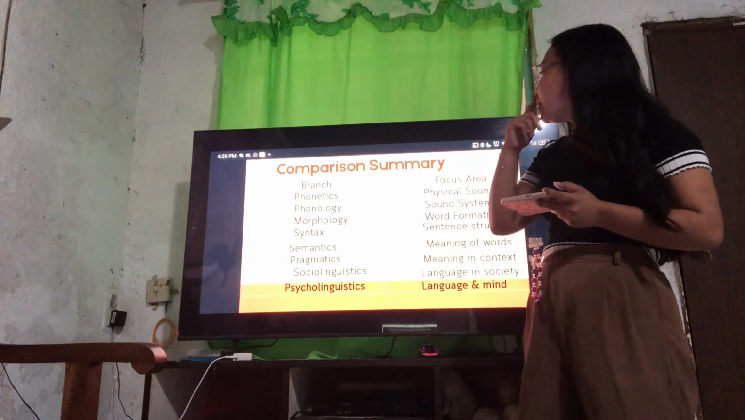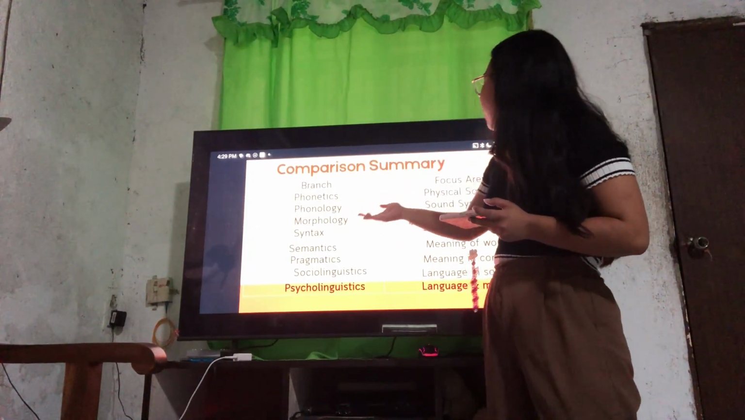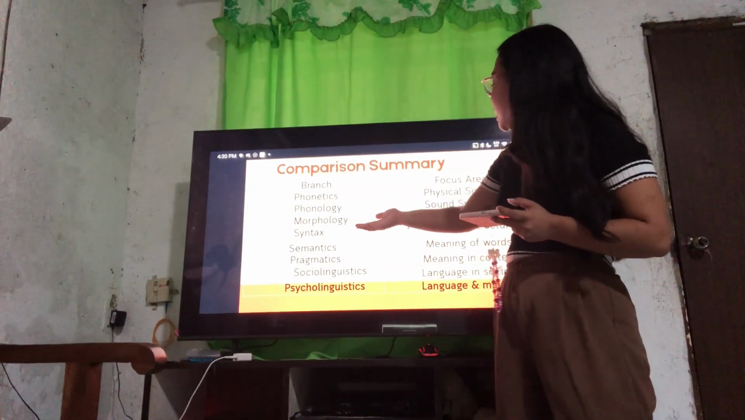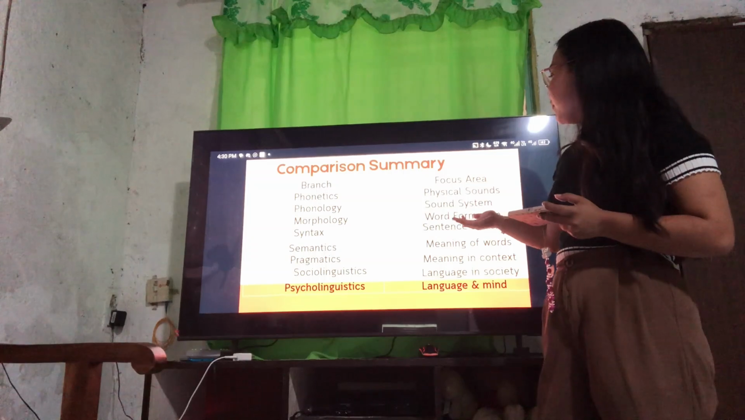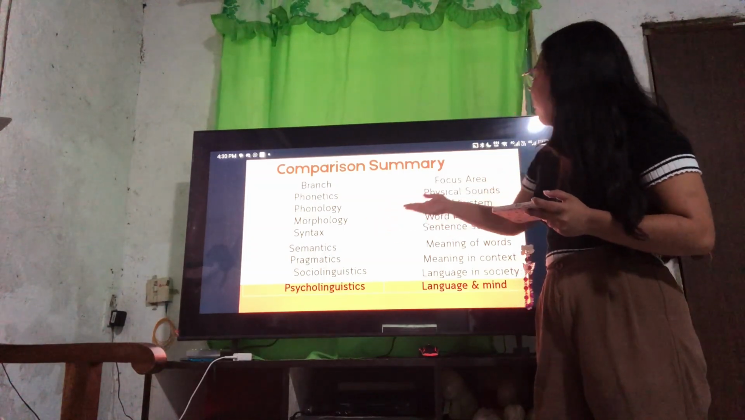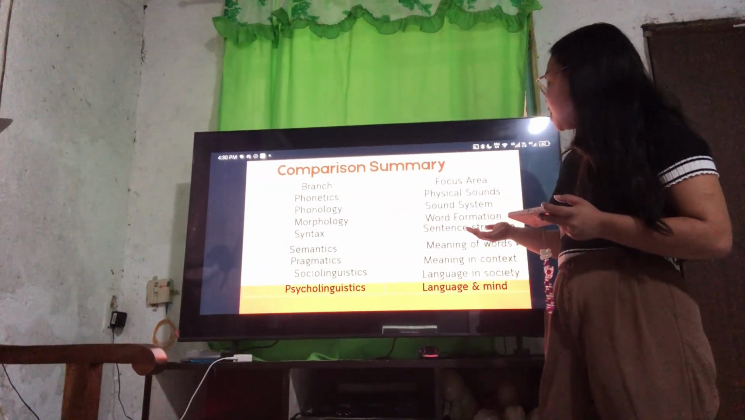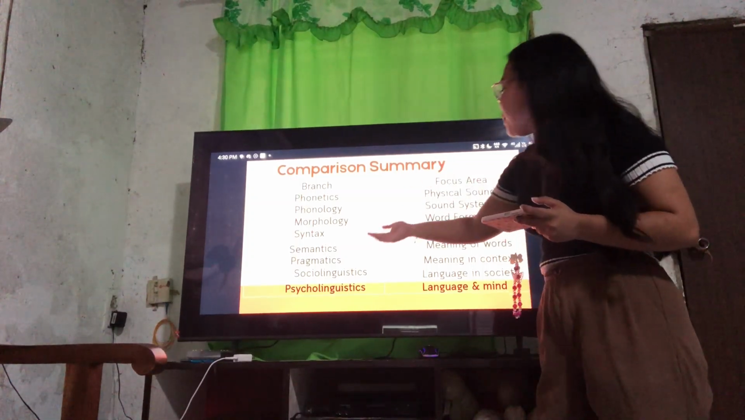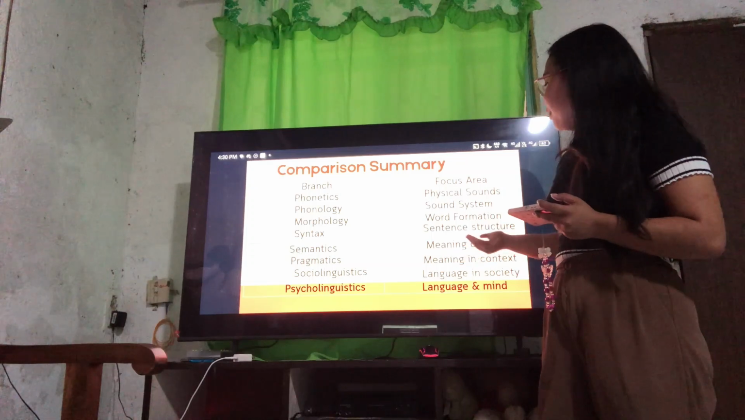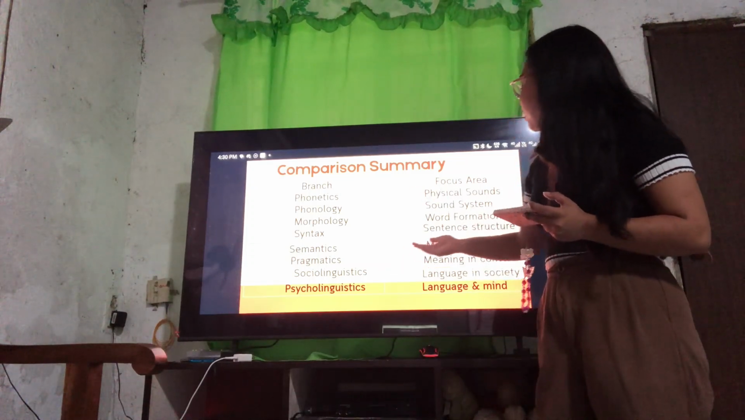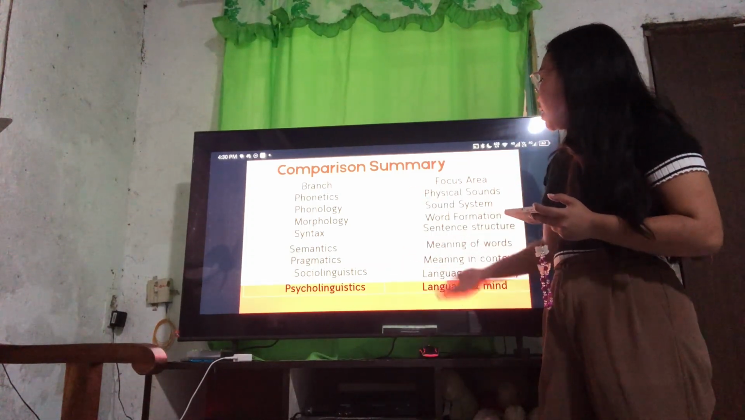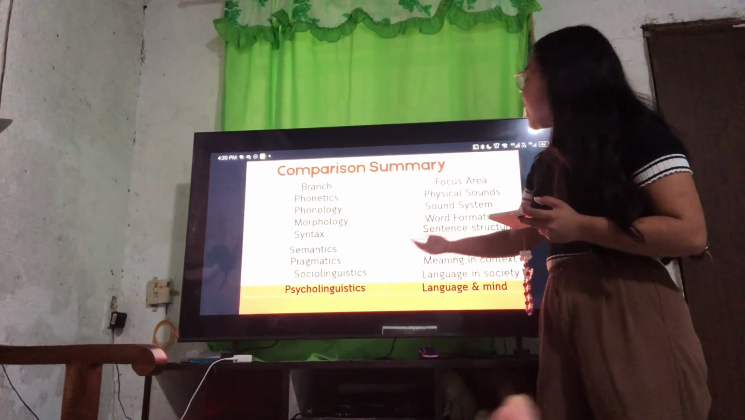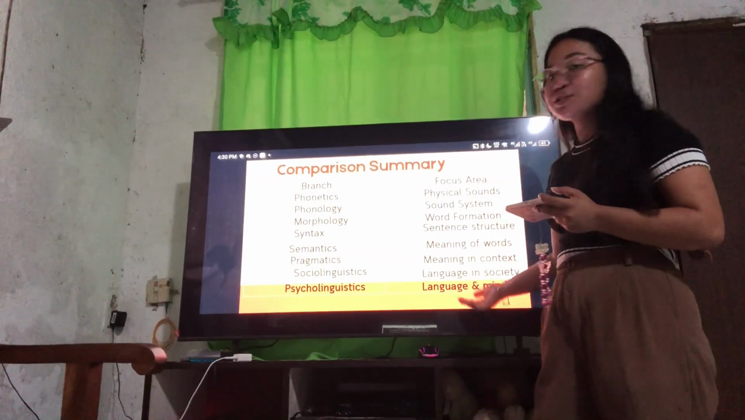Comparison summary. The branch is phonetics, focus area, physical sounds. Branch phonology, focus area, sound system. Branch morphology, the focus area is word formation. Syntax, the focus area is sentence structure. Semantics, focus area, meaning of words. Pragmatics, focus area, meaning in context. Sociolinguistics, focus area, language in society. Psycholinguistics, focus area, language and mind.